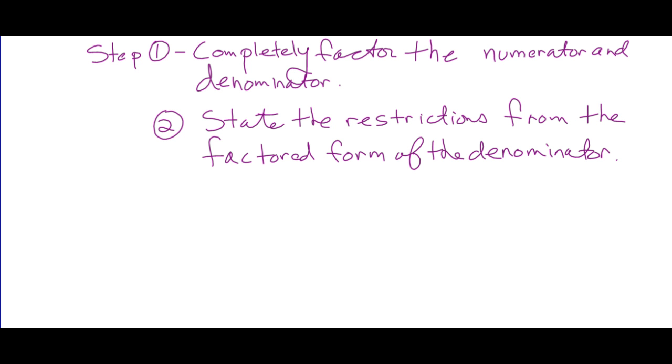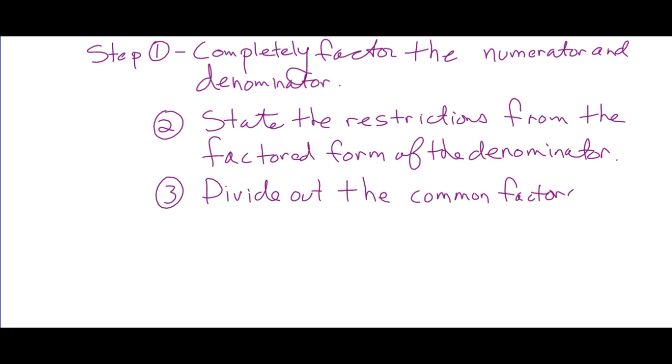The reason is because in step 3, you divide out the common factors. And so you want to state your restrictions before you do any cancellation, right? If you cancel stuff, you could cancel off one of the restrictions. So divide out the common factors.